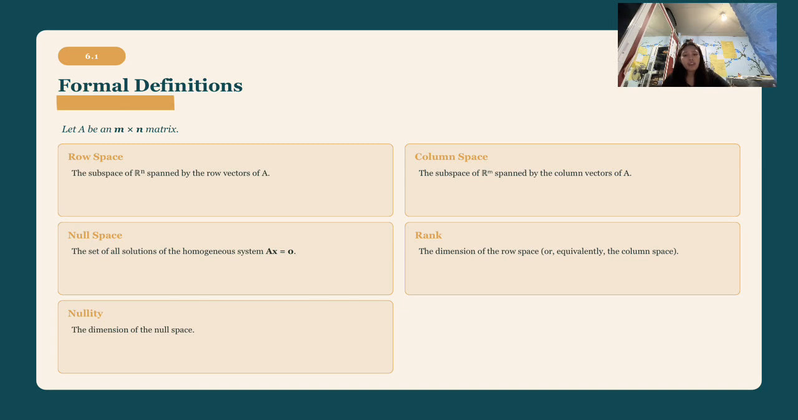Now we define the rank. What is rank? Rank is simply the dimension of the row space. Since row rank and column rank are always equal, we can also define it as the dimension of the column space. And lastly, nullity is the dimension of the null space. In simple terms, rank counts the number of pivot columns or independent vectors. Nullity counts the number of free variables.